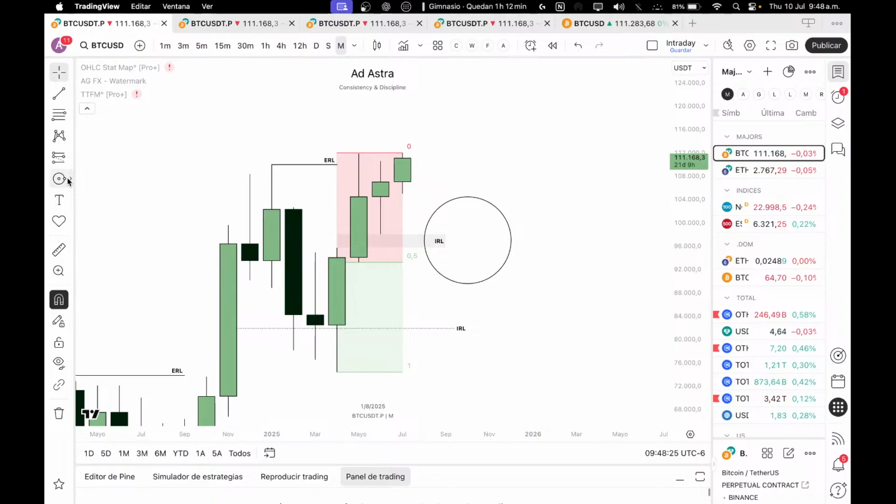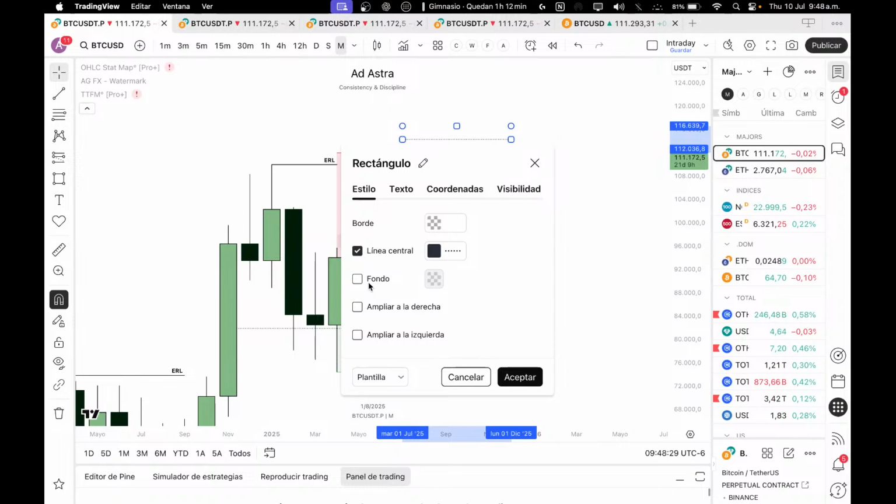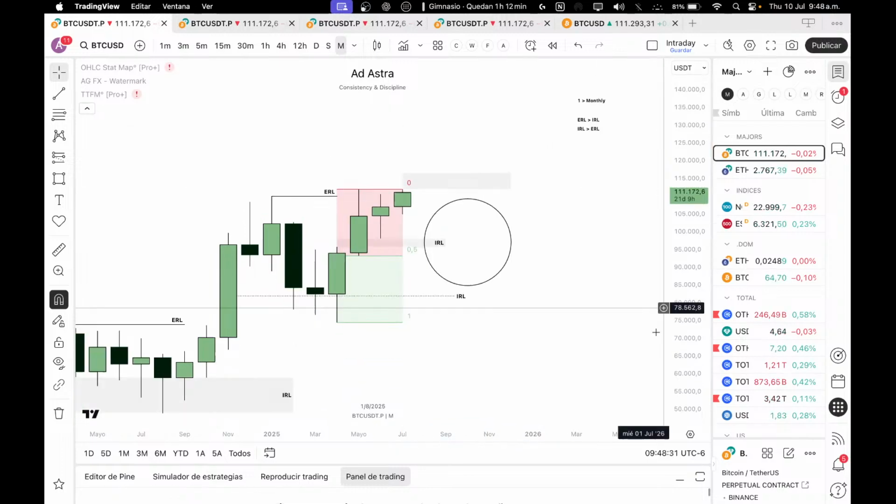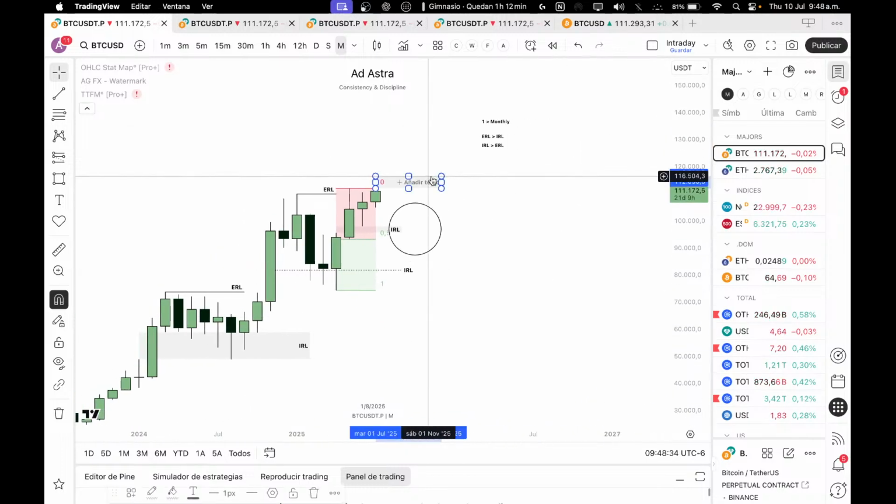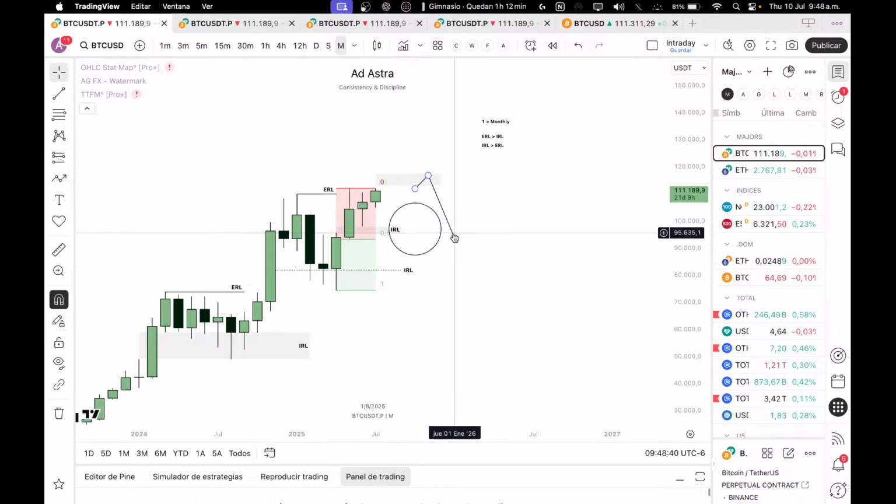I want to look for a pullback around this zone. I'm going to explain why in a moment. Let's just continue building the framework. But basically the idea is looking for a pullback here. Okay, looking for a pullback here and looking for a long on the internal range liquidity.